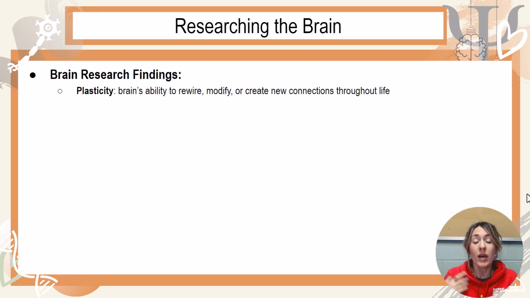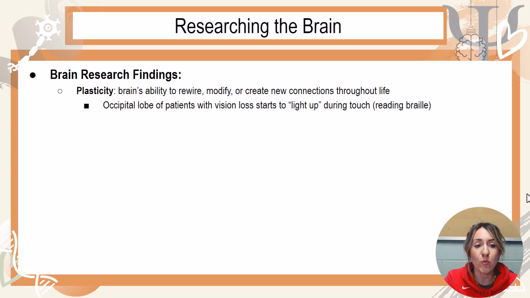Okay, so in studying the brain, what we've realized is that the brain has this amazing ability called plasticity, right? And this is its ability to rewire or modify or create new connections throughout your life, right? So as we've researched the brain, we've realized that this is true. And there are 2 different examples of how we've realized this.